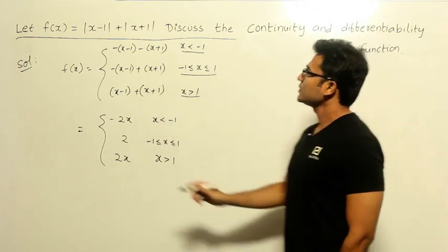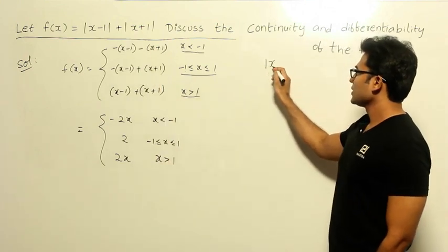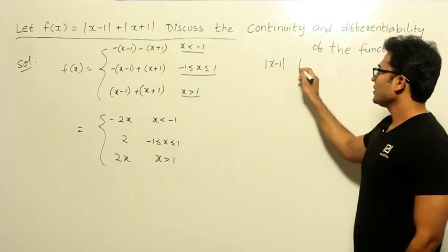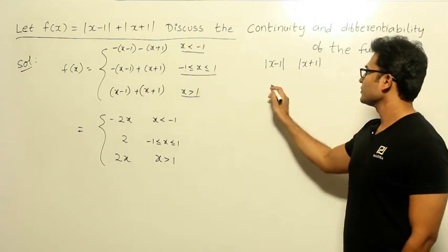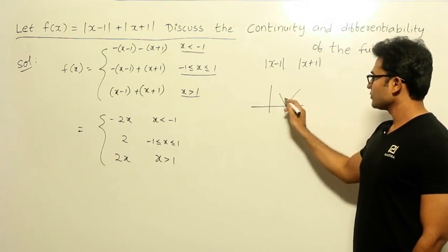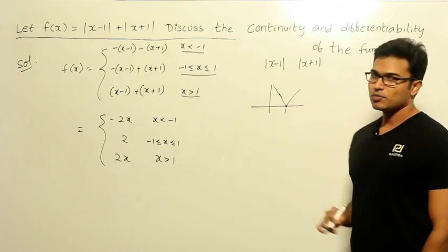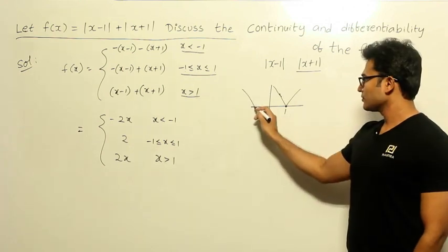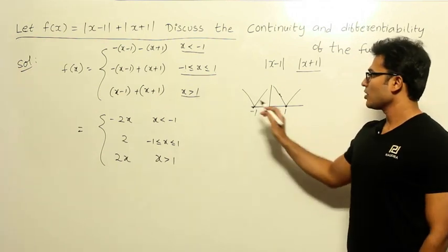So first of all, whenever such functions are given, you can see that the functions are of the form mod x, okay, it is a combination of two functions. One is mod x minus 1 and the other is mod x plus 1. If you try to look at the graph for mod x minus 1, it is going to look something like this. At a point 1, it is going to have something like this, which means at a point 1 there is a corner point for this. Now if you look at mod x plus 1, then when x equal to minus 1, it is going to have a corner point.